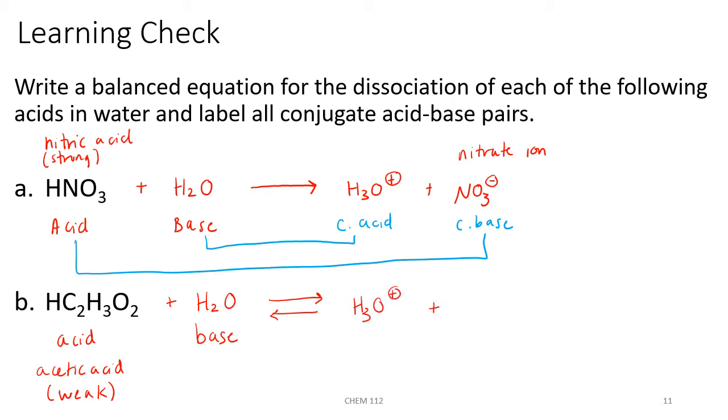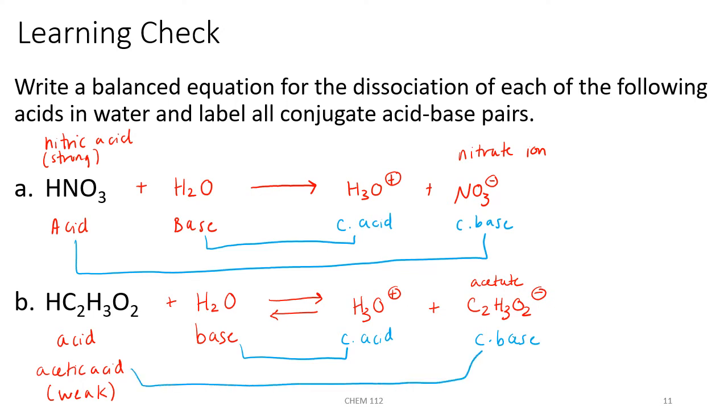Plus we'll be left with, when acetic acid loses its proton, its anion, which is acetate, C2H3O2-. It's important to have the charges correct on the species that you form from your acid-base reaction. So we have our conjugate acid, hydronium, that pairs up with water, and our conjugate base, which is acetate in this case, that's going to pair up with our acetic acid.